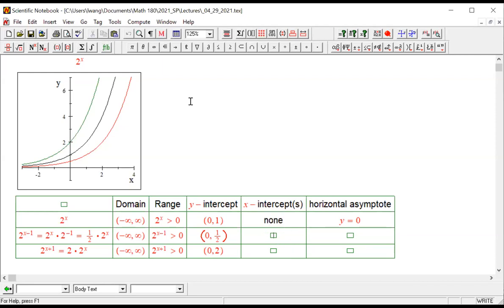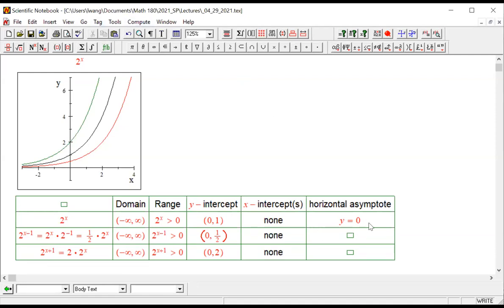Okay, x-intercept. There are none for all of them. Oh, it looks like there are none, right? How about horizontal asymptote? Y equals 0. Yep, all the same.